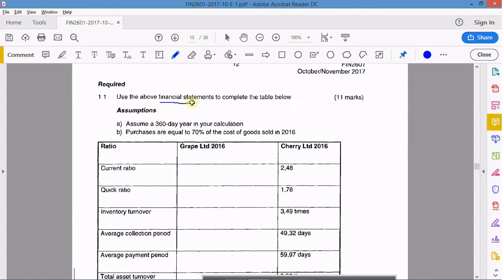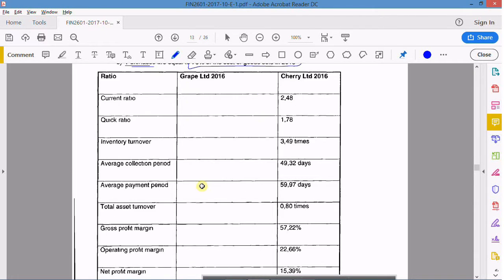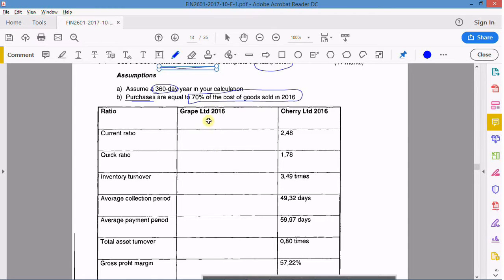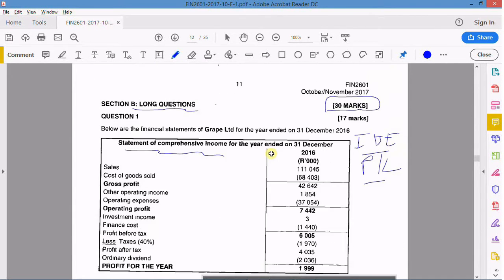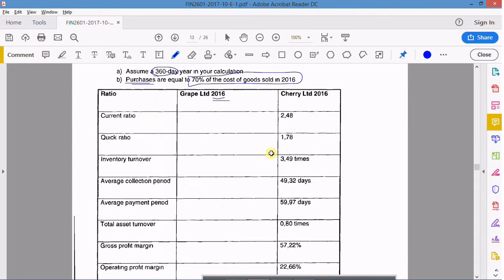Use the above financial statements to complete the table below. Assume a 360 day year. Okay, that's important. You can't use 365. You must use 360. Purchases are equal to 70% of the cost of goods sold in 2016. So we might need purchases depending on the formula. Then you've got all of them: current, quick, inventory, and they want GRAPE Limited for 2016. Yes, so the dates are correct.